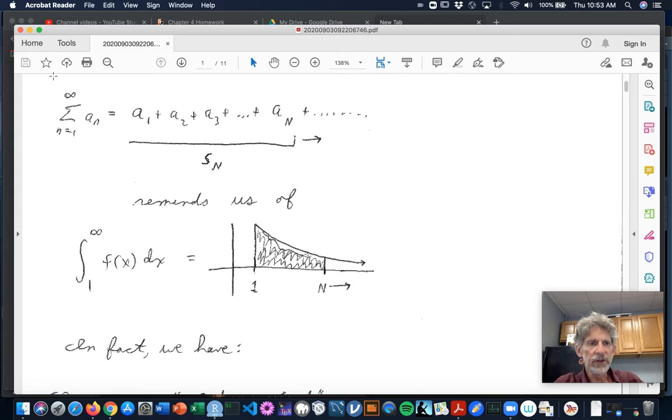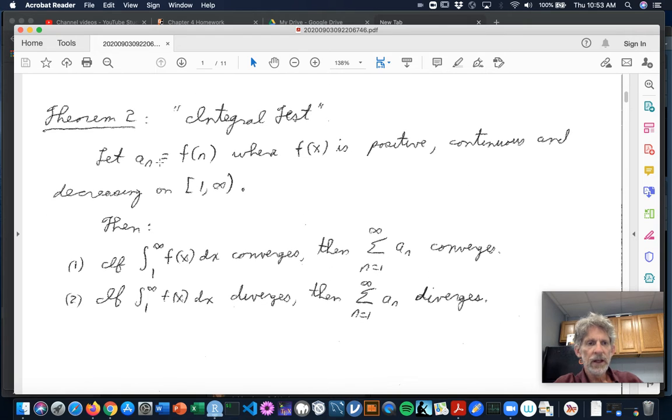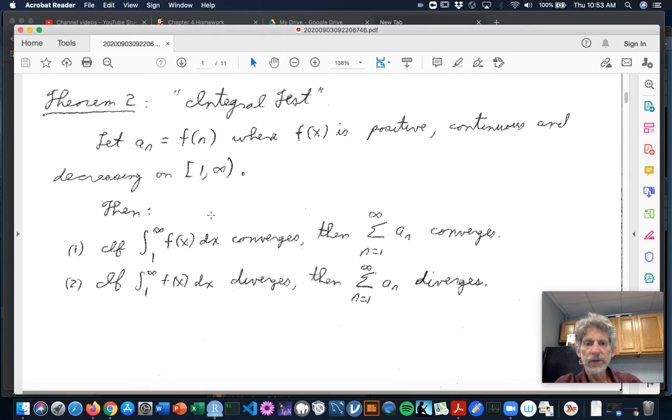But this relationship here is so close that there's actually a theorem that we can make use of. It's called the integral test. So let's say that when you look at the general term for an infinite series, an, you can think of it as f of n, where f of x is a function on the real numbers from 1 to infinity. And suppose that function is positive and continuous and decreasing on that interval of real numbers. Then there's two facts that can be useful.